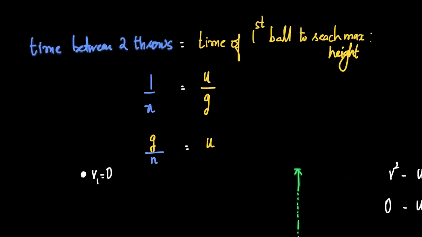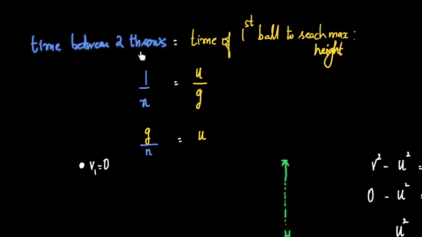So yes, now the question comes up: why is time between two throws equal to time of first ball to reach the maximum height? And this is where visualization of the question comes in, and the concept behind it, of course. So you might be now thinking, we just need the numerical to be correct, the problem to be solved correctly, get 4 marks out of this, and get qualified for JEE Mains. Well, of course, that's the primary intention of this complete series.